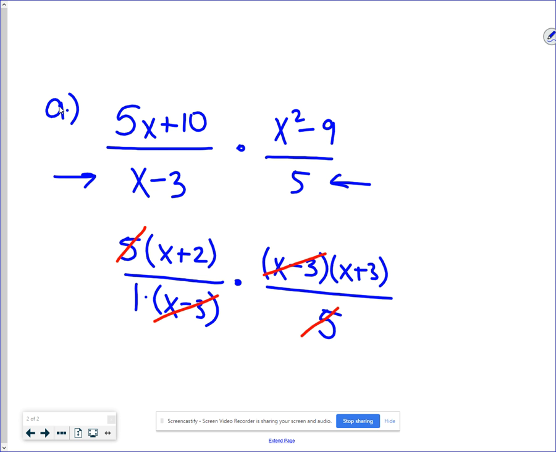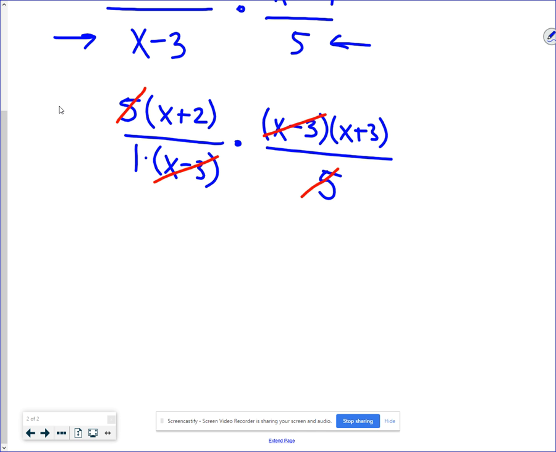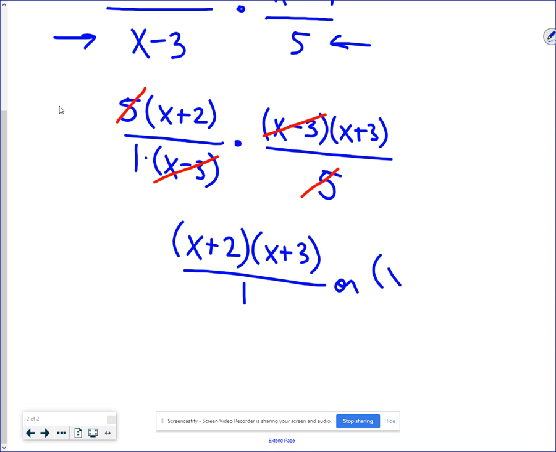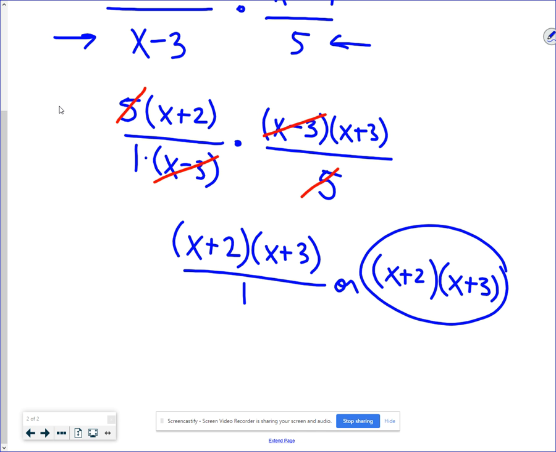So what we do is we just multiply straight across. And I always want you to leave the answer in factor form. So we're going to have the quantity x plus 2 times the quantity x plus 3 over just 1, which is just itself. So the answer would be the quantity x plus 2 times the quantity x plus 3. And again, just a reminder, don't FOIL that out. I want the answers in factor form, so I don't want you to multiply them out. All right, so that was a not too bad one.